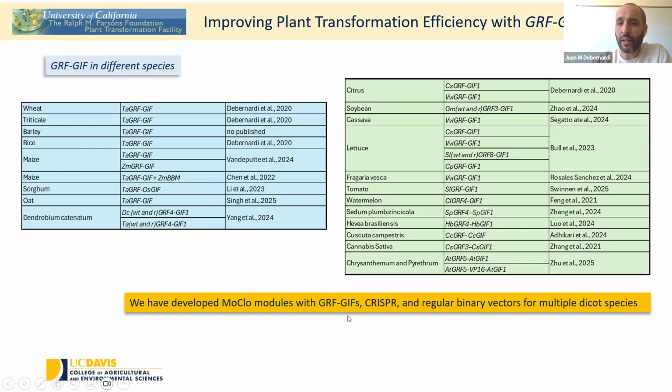As I include here, and as I mentioned before, we have developed Moclo models for several CRF sheaf from multiple species. We have CRISPR vector and regular binary vector that are very easy to clone. If you need something, you can contact me. I will share with you, no problem. We use most of them for our service in the transformation facility. So when people contact us, we already have vectors that we know work in strawberry, tomato, pepper, citrus, lettuce, and the crops that we transform.